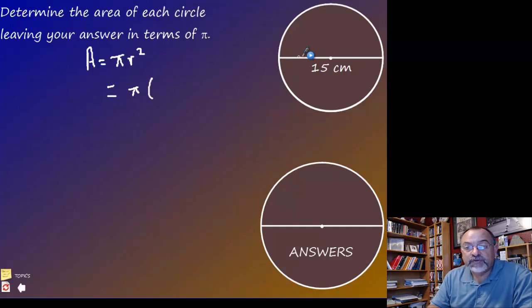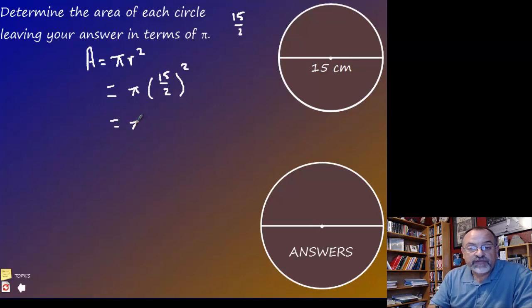Now I have to have the radius, and in this problem I'm only given the diameter. The diameter is 2 radii, so if I divide the diameter by 2, that's going to give me my radius. Now, many of you will probably want to turn that into 7.5, but I'm going to leave it as 15/2 because I'll show you it's easier to square a fraction than it is to square a decimal, at least without the use of a calculator.